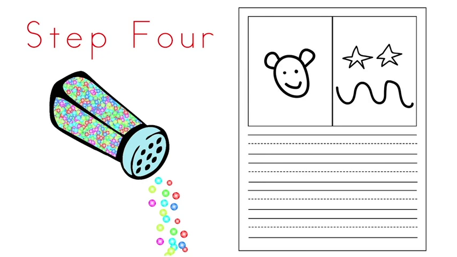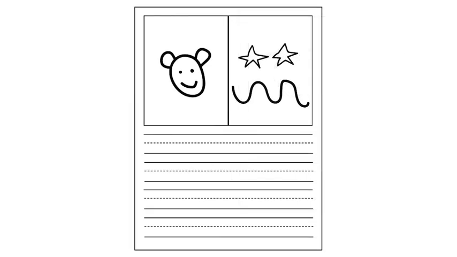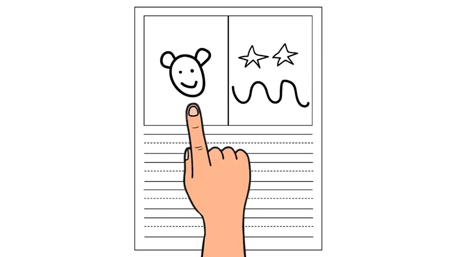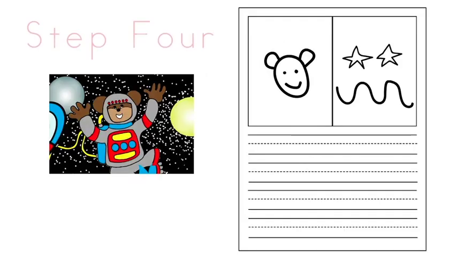Fancy words describe who or what is important in a sentence. But how do we add fancy words? It's easy. Ready? First, say the sentence. The bear floated in space. Next, go to the left box. The bear. Ask, is the bear an important part of this sentence? Yes, he is. That means we need to put an X on him.